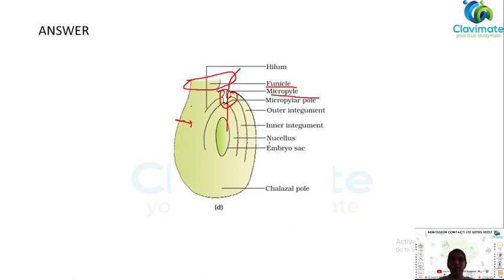And then you have to mark the nucellus. The nucellus is present inside the integuments, and it is a nutrient providing tissue. And then we have the embryo sac. You have to mark it over here, and it will turn into a seed. Then we have other parts, the micropylar pole and the chalazal pole. The micropylar pole is present near the micropyle and the chalazal pole is present opposite to the micropyle.